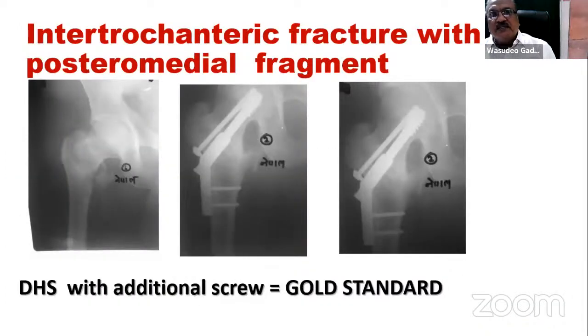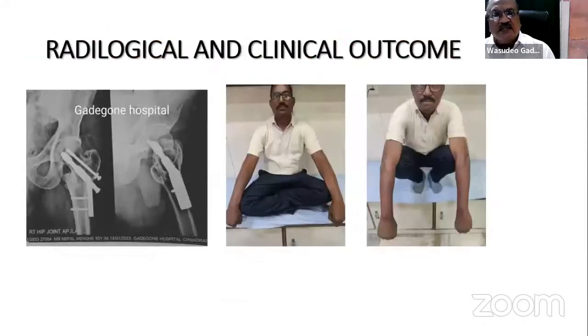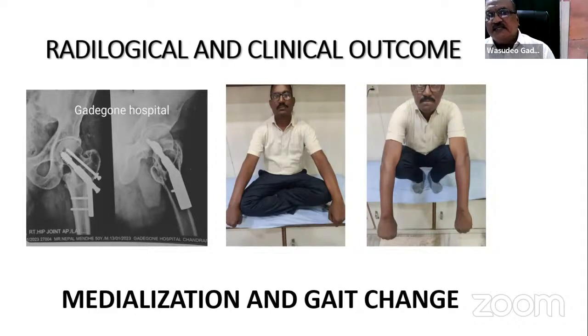So another example, intertrochanteric fracture with a posteromedial fragment, well done surgery, valgus reduction, perfect anatomical reduction, DHS with additional screw, gold standard, but an incipient lateral wall fracture led to the medialization of the shaft. And you will find that though the fracture is united in a perfect valgus position, still the patient has gait changes, though he is able to do all his activities, sitting and squatting.